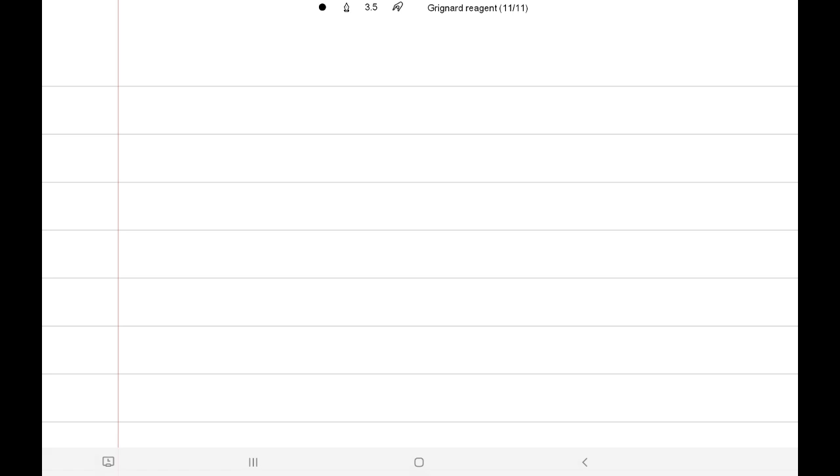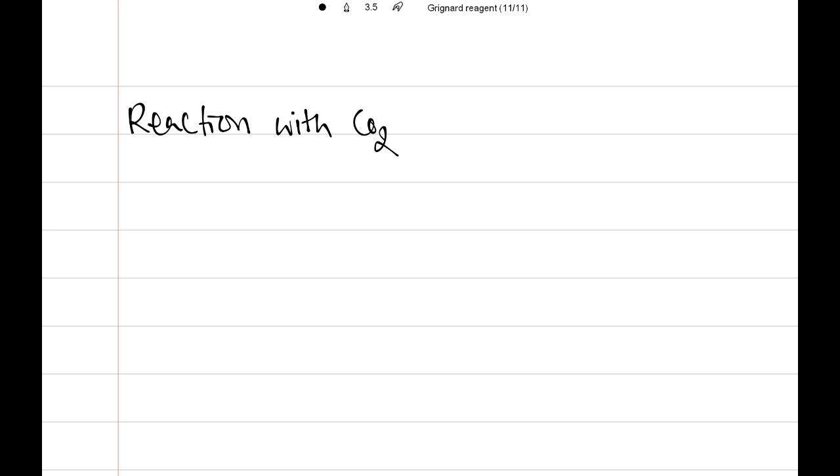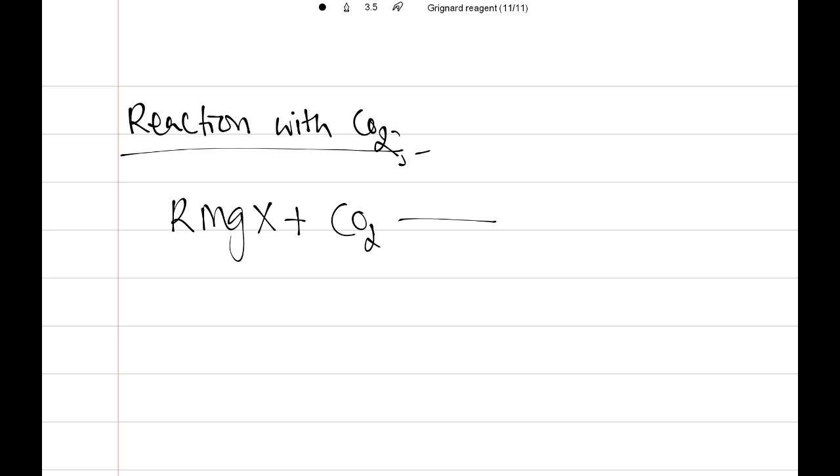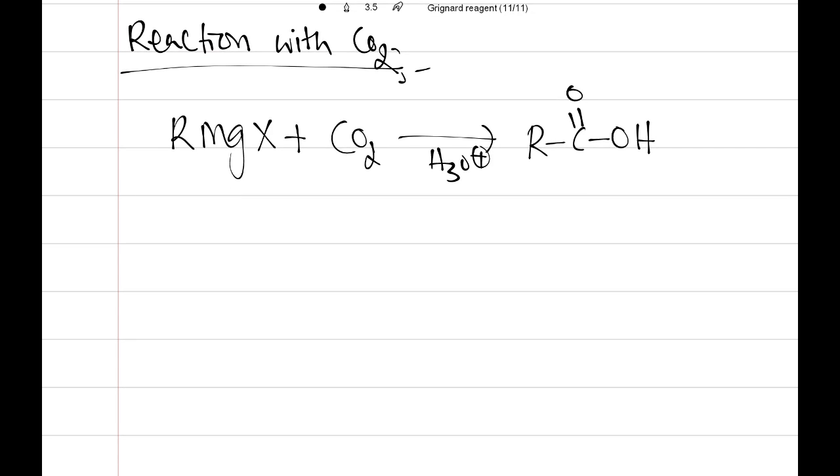Next one, reaction with carbon dioxide. We will check how Grignard reagent reacts with this carbon dioxide. As we discussed earlier, RMgX, when reacting with CO2 on hydrolysis, we can get the carboxylic acid, or C double bond OH. This is the carboxylic acid we can get.